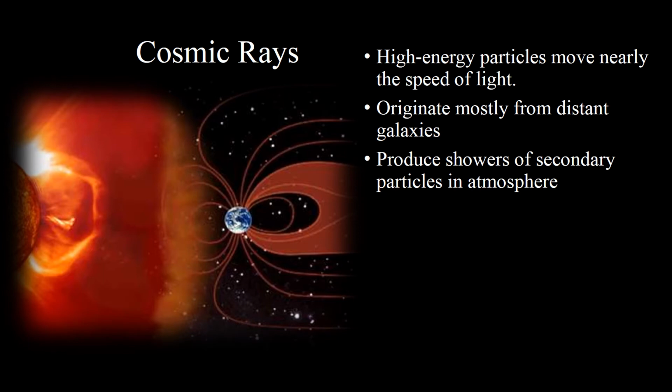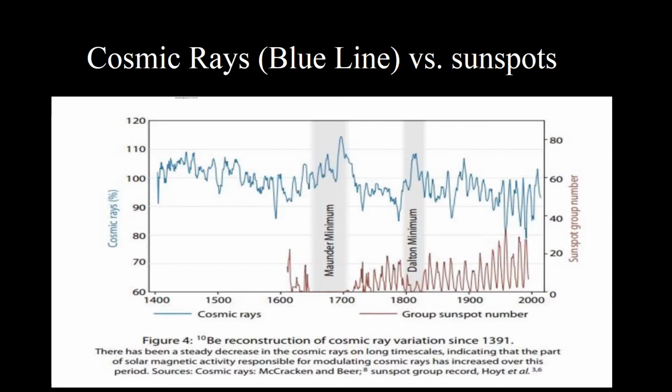One other factor that is in play is our cosmic rays. So cosmic rays actually aren't rays; they are high energy particles that move nearly at the speed of light, very, very, very high energy, and they originate mostly from distant galaxies. Some come from our galaxies, but they are the result of supernova, collapsing stars, black holes. These are incredibly energetic particles. When they hit our atmosphere, they produce showers of secondary particles as they cascade through the atmosphere that results in ionization of the atmosphere.